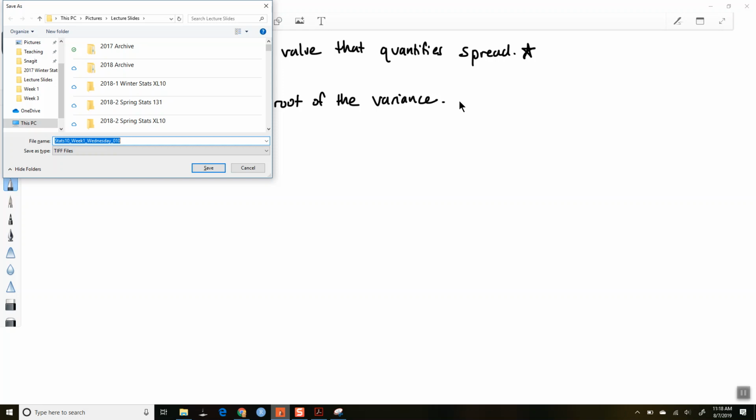Okay, so one way we can think of spread is we can say, well, where is the middle and how far away are things from the middle? Okay, so if the middle's right here and everybody is huddled near the middle, we're going to say there's very little spread. On the other hand, if the middle is right here and you've got values that are way above the middle and values that are way below the middle, we're going to say there's a lot more spread.